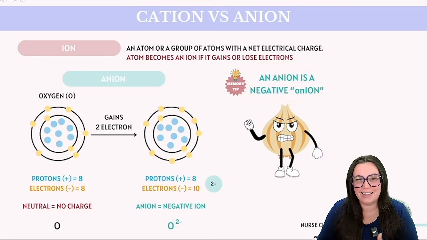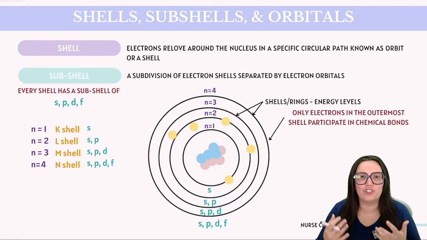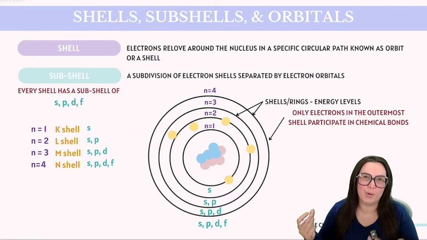Now I know I said that a little bit funny, but it's just to help with the mnemonic. I want you to picture an onion with negative feelings, characteristics, symbolized by a negative charge like we see with an anion. Let's dive into the concepts of shells, subshells, and orbitals.